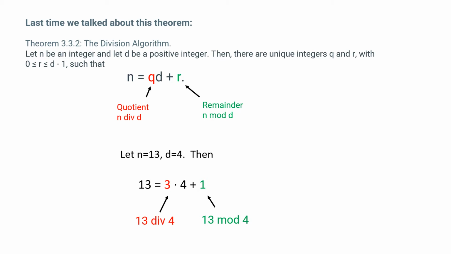So we talked about that last time. So in this example down below here, n equals 13, d equals 4, then we could write 13 as the 13 div 4, which is a 3, times that d, plus 13 mod 4, which is a 1. Okay, so we need to remember that and use this fact at some point coming up.